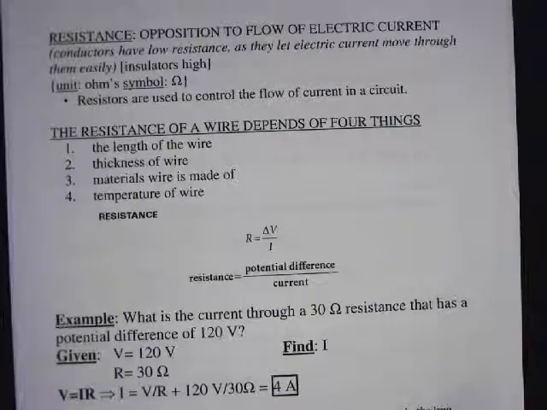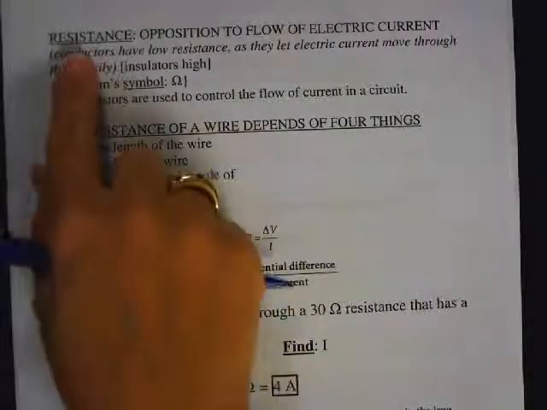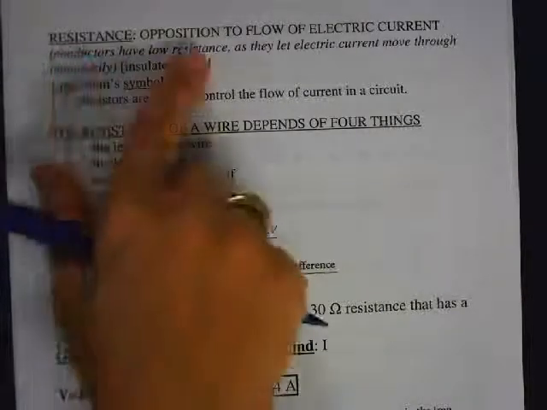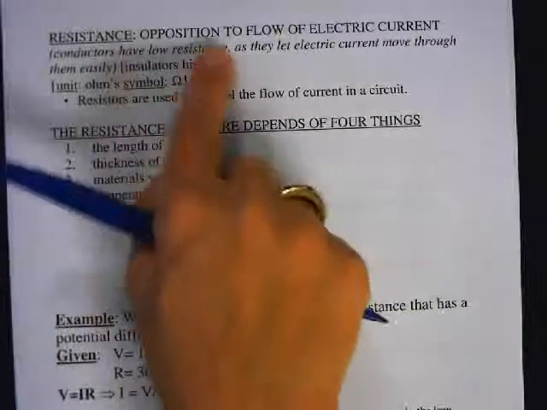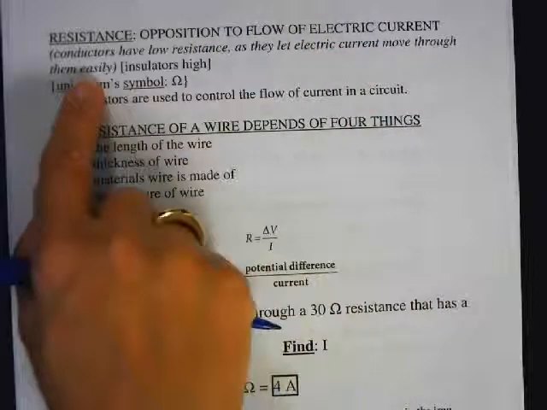All right, resistance. So the word resist in layman's terms means what? Kind of like hold back. Well, resistance, as far as electrical current, means the opposition to flow. So that makes sense, doesn't it? So resistance is the opposition to flow of electric current.